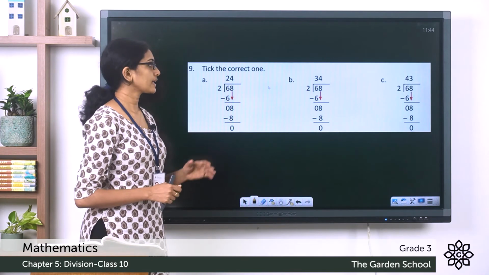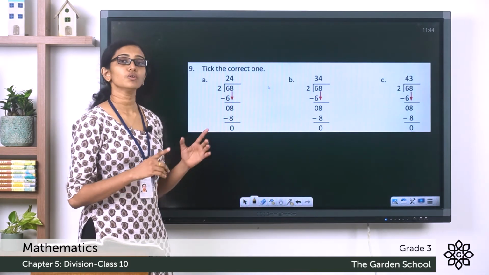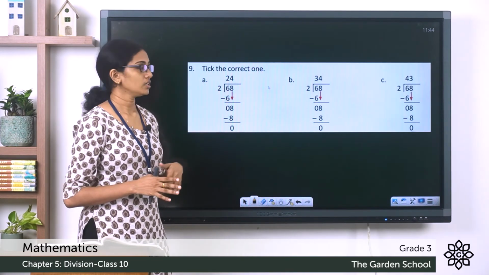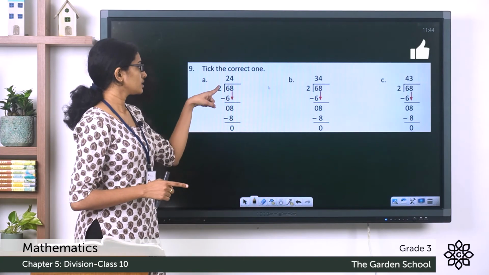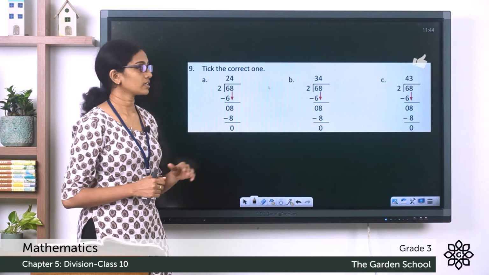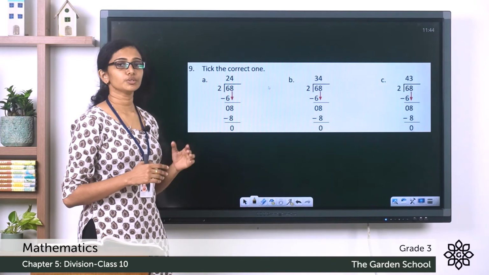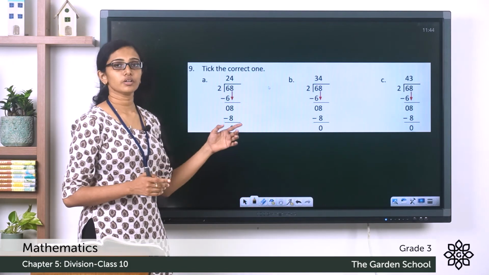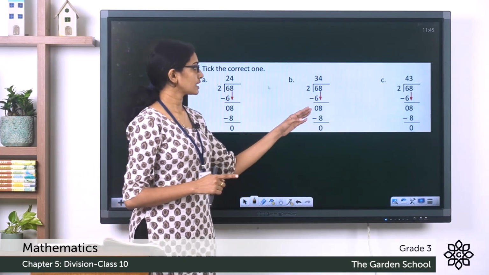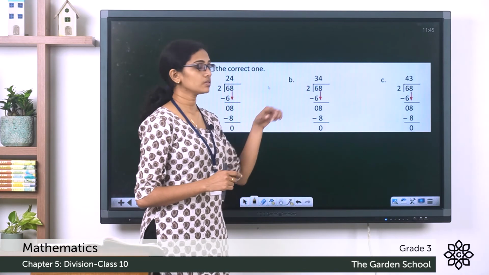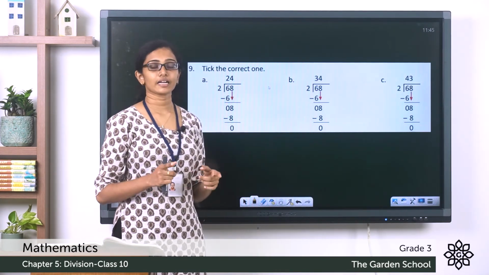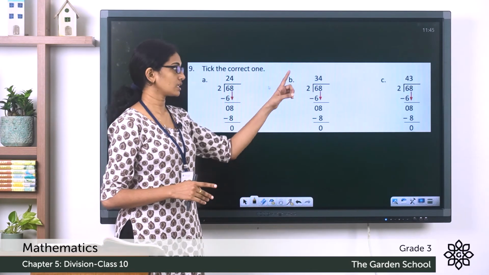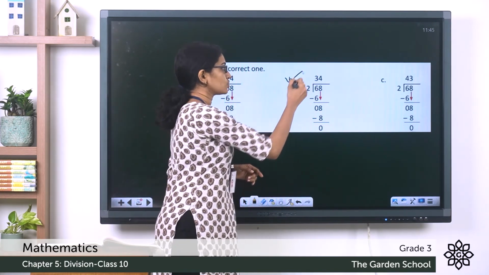You can also apply the formula. The dividend is equal to the quotient into divisor plus remainder to verify if the division is done correctly. So let's apply that formula in the first case. The quotient into divisor, that is 24 into 2, which is equal to 48 plus the remainder 0. Is 48 and 68 equal? No. So this one is not correct. The second case, let's multiply this quotient into divisor. 34 into 2, and that is equal to 68 plus the remainder 0. So we get 68, which is the dividend itself. So this is one division which is done correctly.